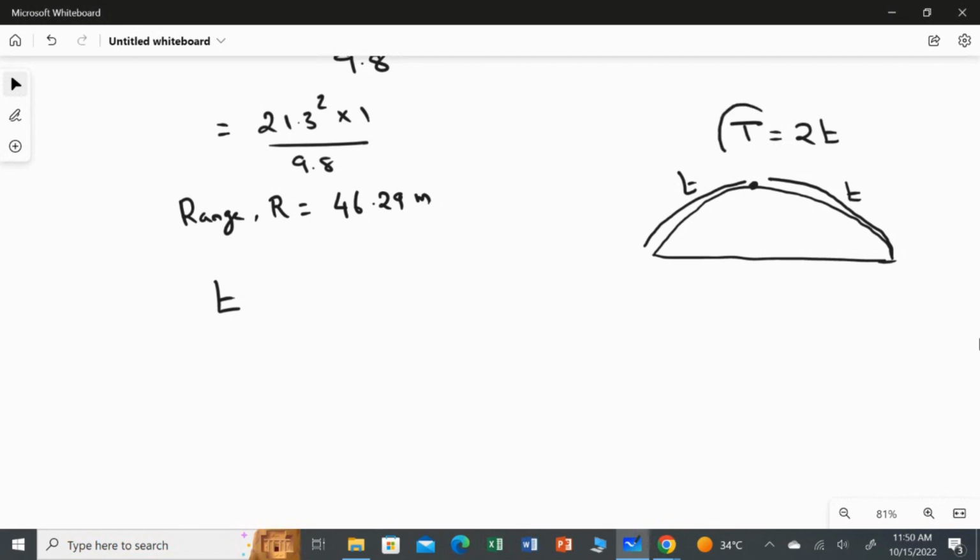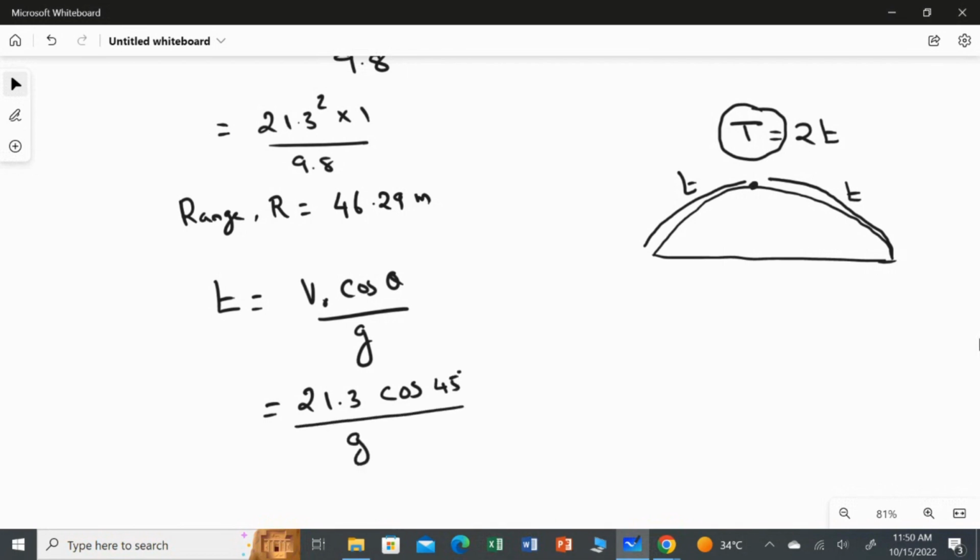So now in the second part, we are going to find the value of capital T. For this, first of all, we have to identify the value of small t. Okay, so for small t, we already have the formula v naught cosine theta over g. So this is the rule. So what's the value? The v naught value here is 21.3 multiplied by cosine of 45 degrees divided by the g value.